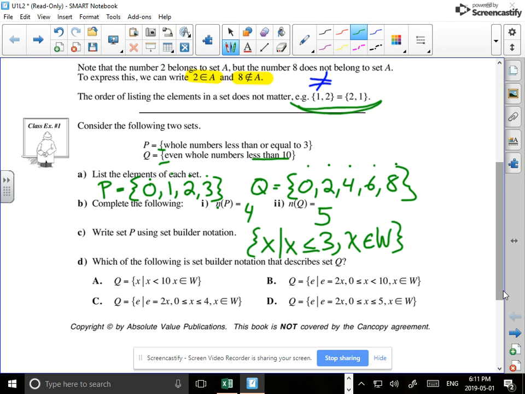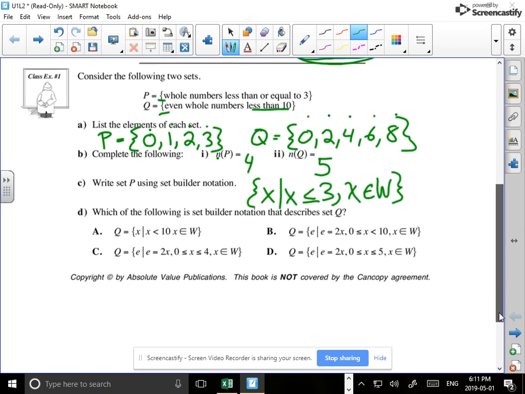So when we're talking about whole numbers, that means all of the positive numbers greater than 0, including 0. Natural numbers does not include 0. The only difference between whole and natural numbers is that whole numbers does include 0.